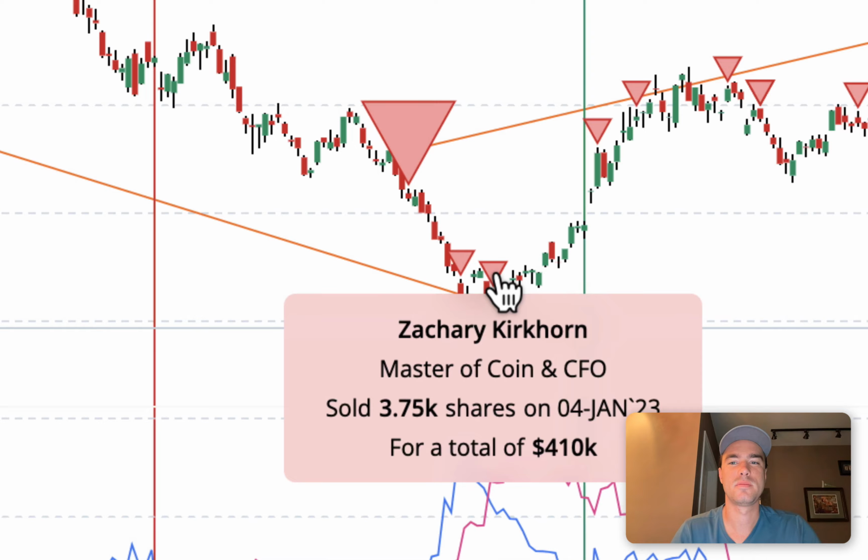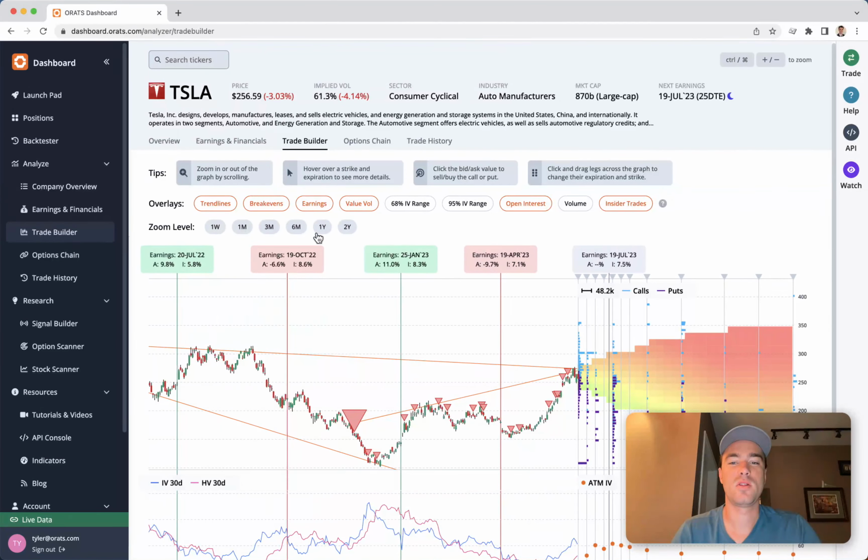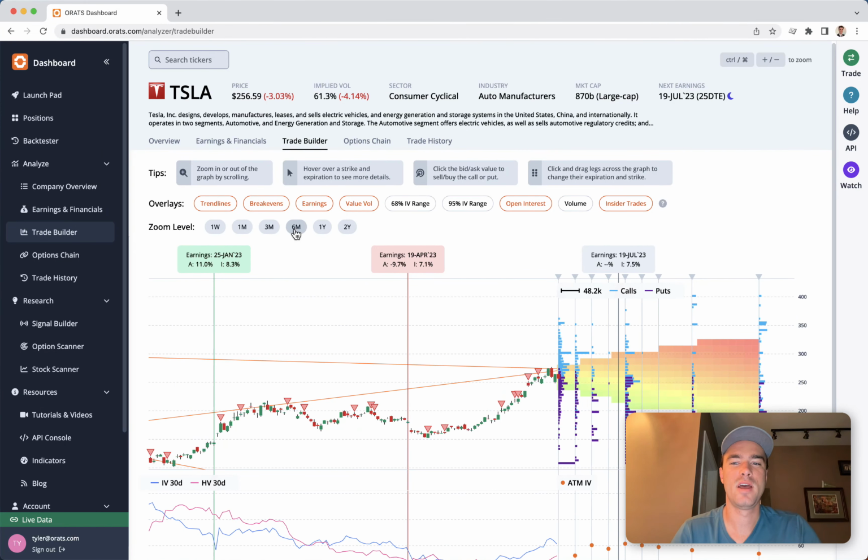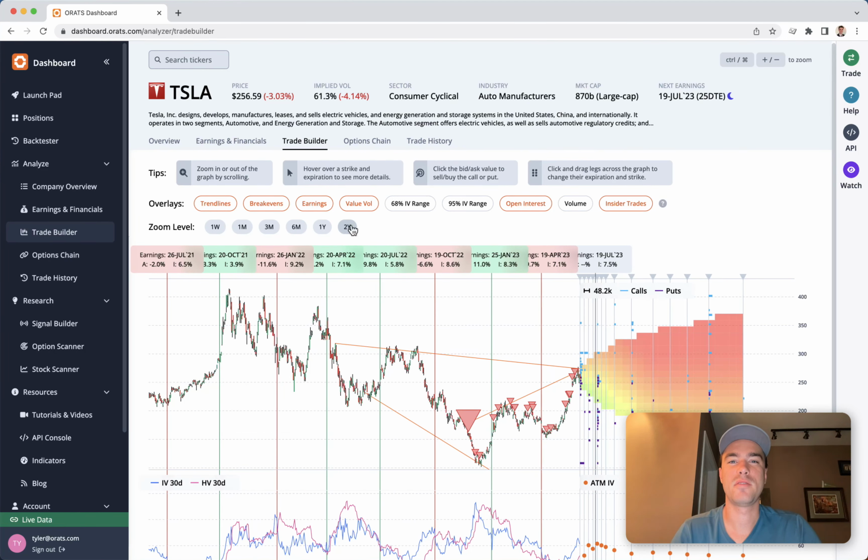The size of the triangles indicates the relative size of the transaction, and you can mouse over them to see more details. Remember, if you want to see a longer or shorter time horizon on the graph, you can always zoom in or out by clicking the zoom level buttons.